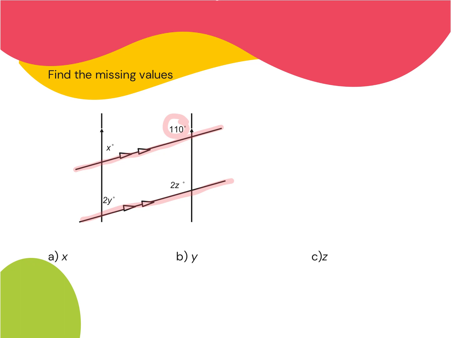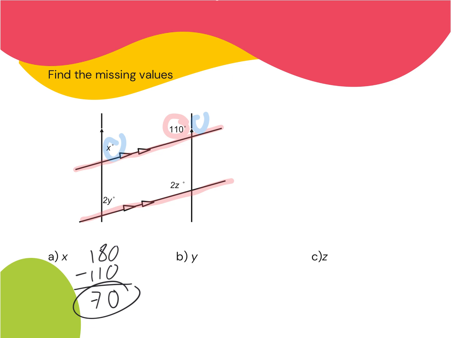Alright, so I want you guys to realize that this x is actually corresponding with the supplementary of 180. So to get x, the easiest thing that you could possibly do is just do 180 minus 110. And you're going to get that x is equal to 70.